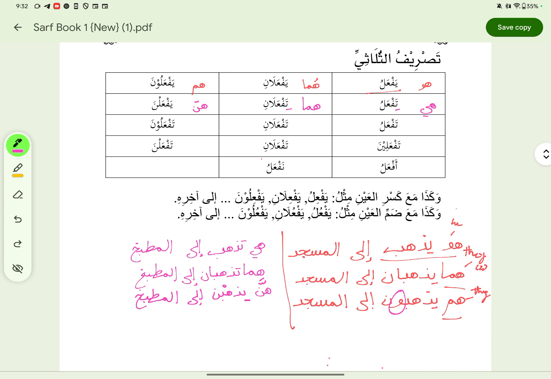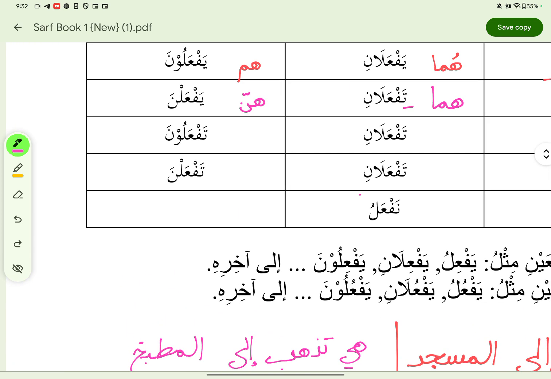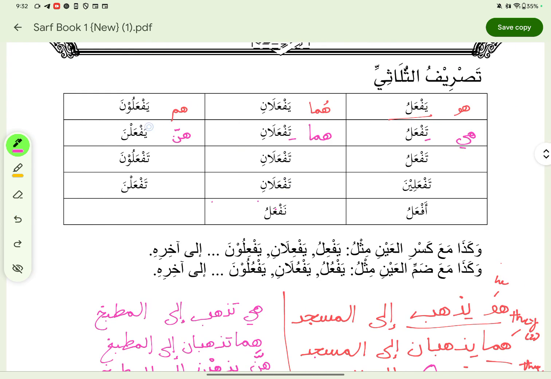For the feminine, yafal, the last one, why is that a ya? This is a ya, that's just how it is. Even just a second ago, because I was writing it down, I didn't write it in initially, but it's actually supposed to be a ya. Strange enough, it's a weird thing, but that's how it is.